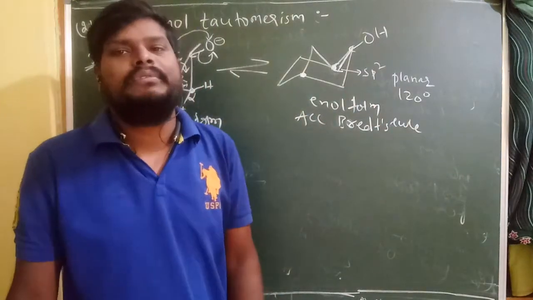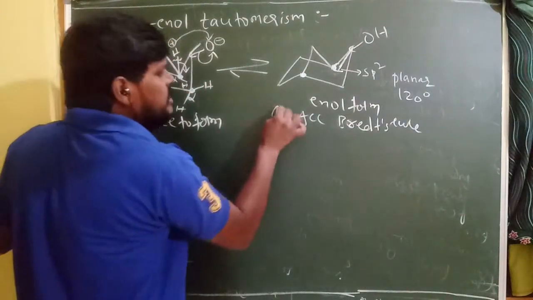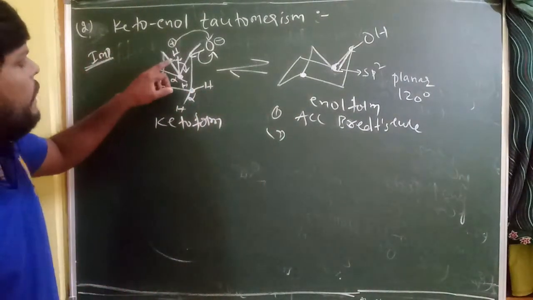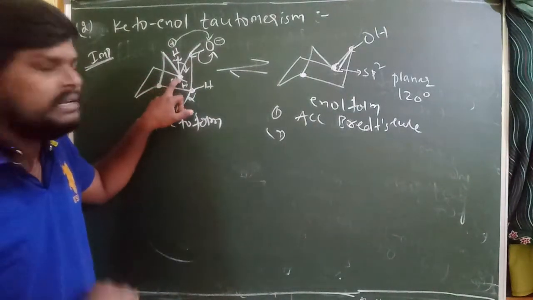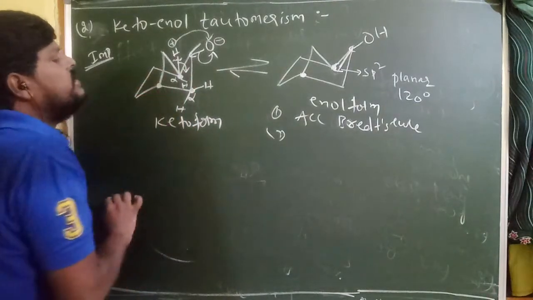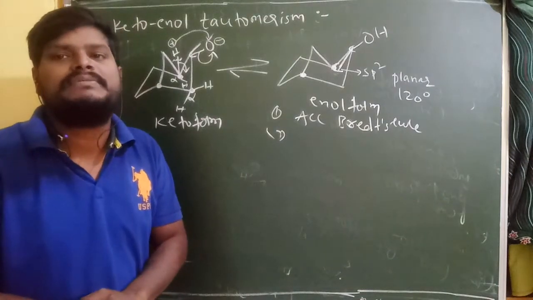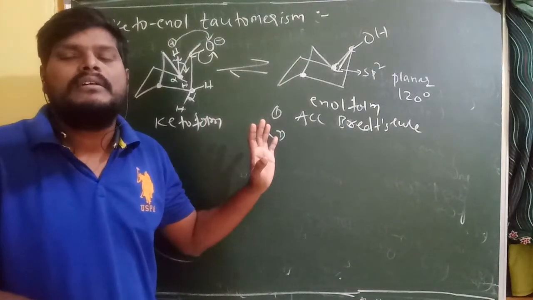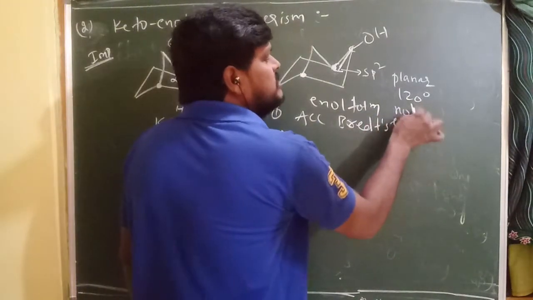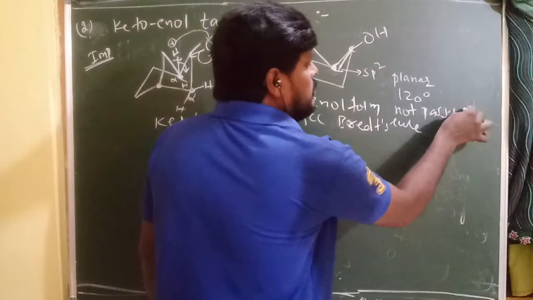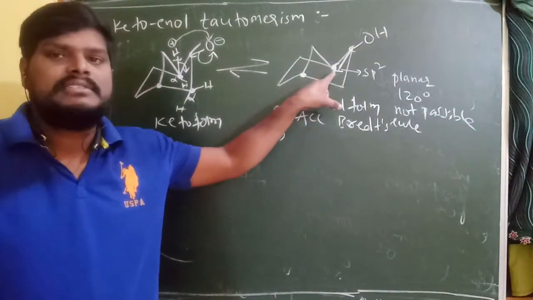That is one of the important rules. And if you remove this alpha hydrogen, this is one reason. And what is the next reason? If you remove the alpha hydrogen on the bridgehead, what happens, sir? This bridge will break. So these two reasons explain why enol form is not possible at this carbon.